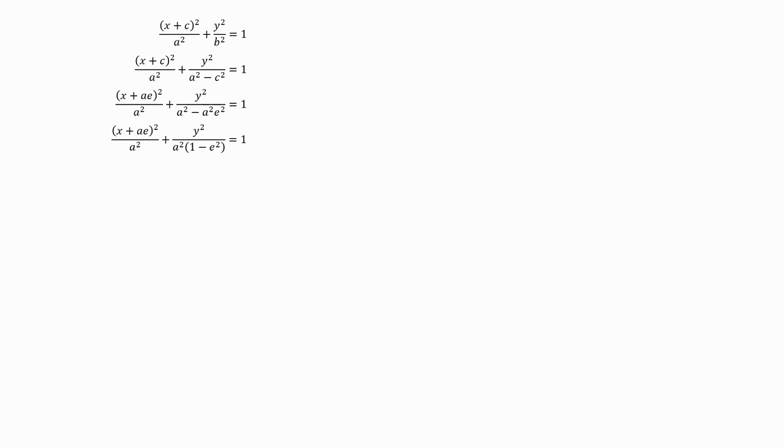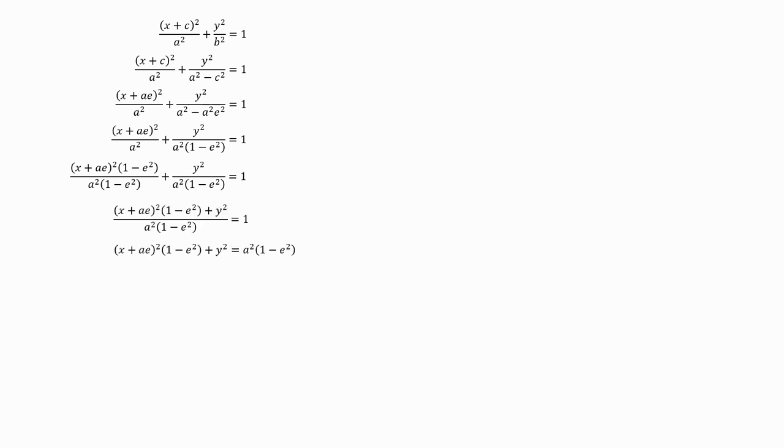In the term on the right, I can factor out a squared. A squared minus a squared e squared becomes a squared times 1 minus e squared. I want both fractions over a common denominator. I do that by multiplying the fraction on the left by 1 minus e squared over 1 minus e squared. Now I can add the numerators together. Here I multiply both sides of the equation by a squared times 1 minus e squared.